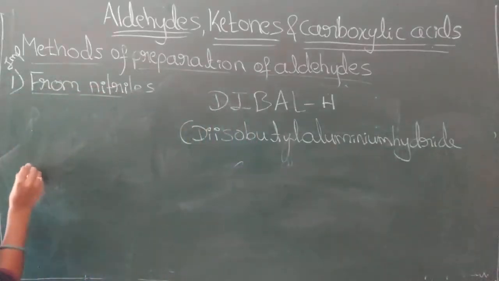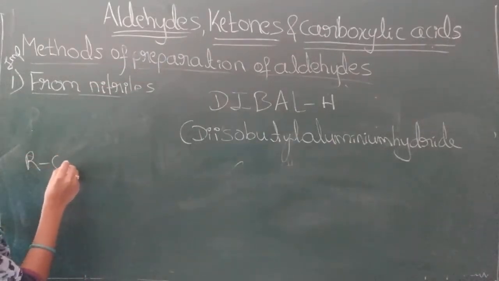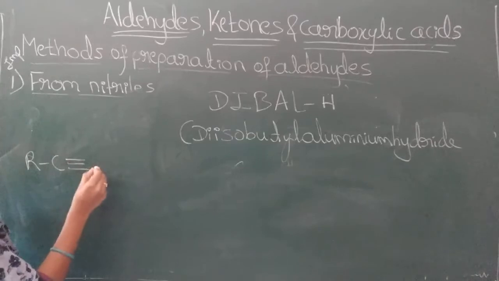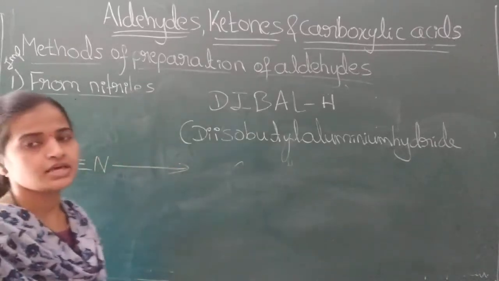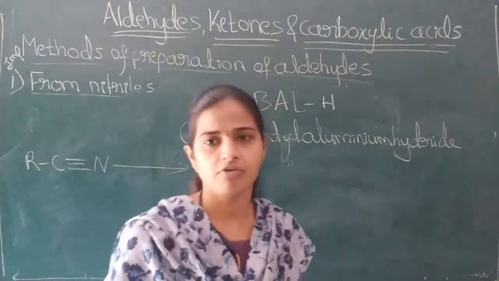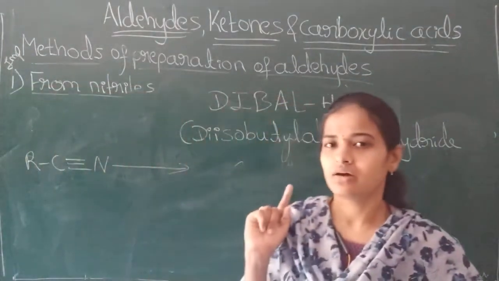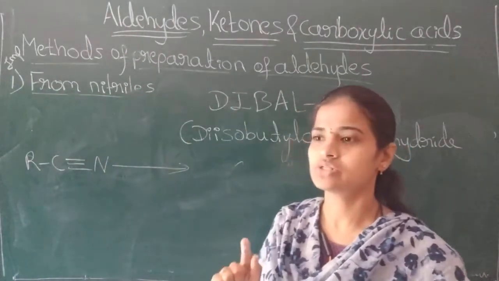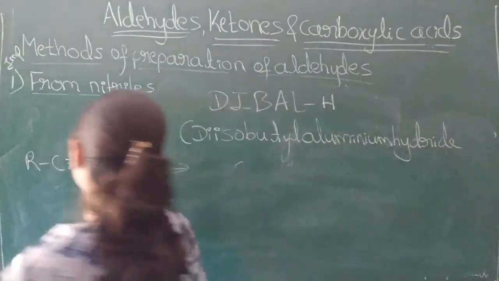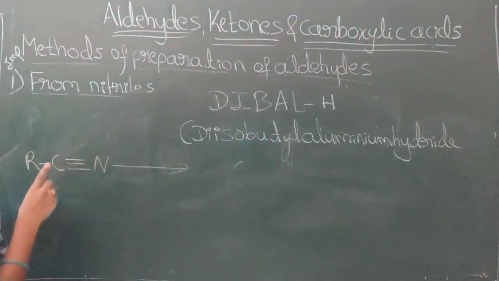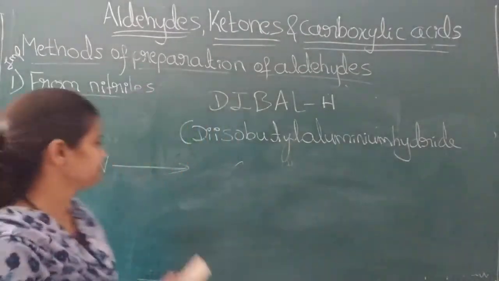When nitriles are treated with DIBAL-H followed by acid hydrolysis, the respective aldehydes are formed. And one more thing you remember: the DIBAL-H reagent will attack only polar bonds, delta negative, delta positive. It will not attack the non-polar bonds.